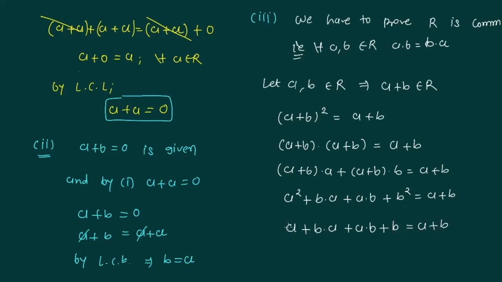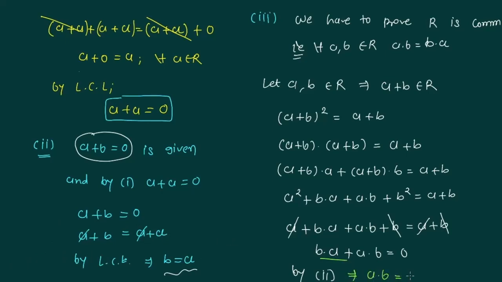By left cancellation law I cancel a, and by right cancellation law I cancel b, so we have b into a plus a into b equal to 0. But in 2, if a plus b equal to 0, then we already proved that b equal to a. So by 2, b into a plus a into b equal to 0, so we can say that a into b is equal to b into a, and that is what we had to prove here.